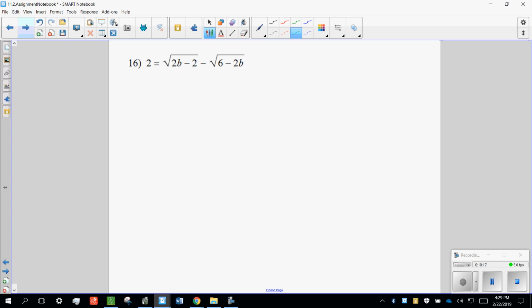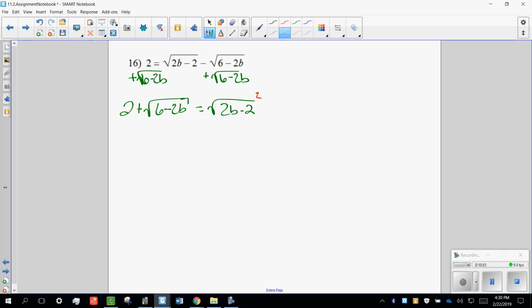Let's keep trucking through this last problem. It's not near as bad as 15. So same situation here, except our square roots are on the same side. So let's change that. Let's add this square root to the other side. So now we have 2 plus the square root of 6 minus 2b is equal to the square root of 2b minus 2.